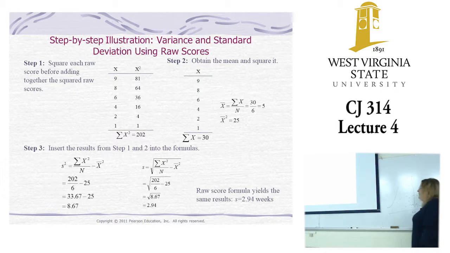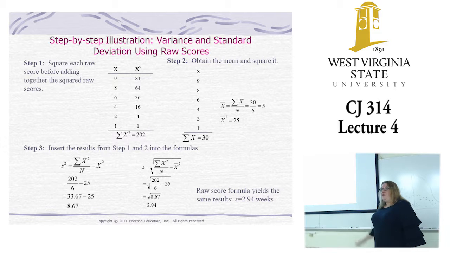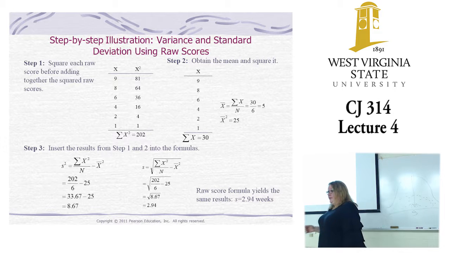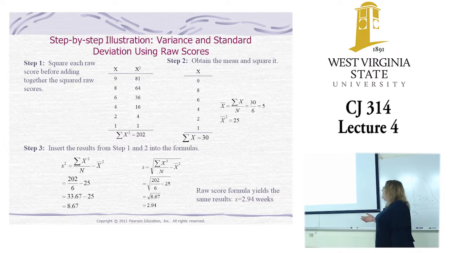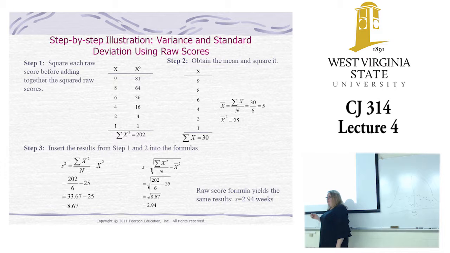All right. Same data set. Weeks of unemployment: 9, 8, 6, 4, 2, and 1. First step in this one is to square every single one of those data points and add it up. So 9 becomes 81, 8 is 64, 6 squared is 36, 4 squared is 16, 2 squared is 4, 1 squared is 1. Add that up, 202. We've now found the sum of our x's squared.